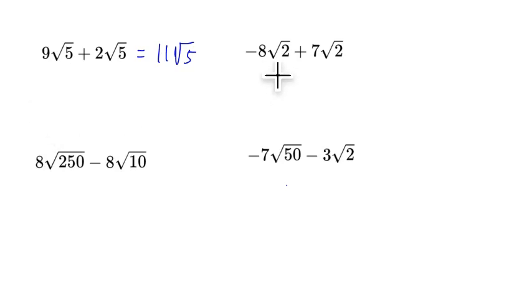So here we have negative 8 square root of 2 plus 7 square root of 2. They have the same square root, so we'll just do negative 8 plus 7 is negative 1, and we attach the square root. Now the 1 there looks a little funny, so let's go ahead and just rewrite that as negative square root of 2.